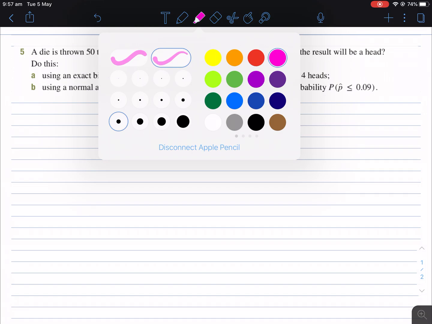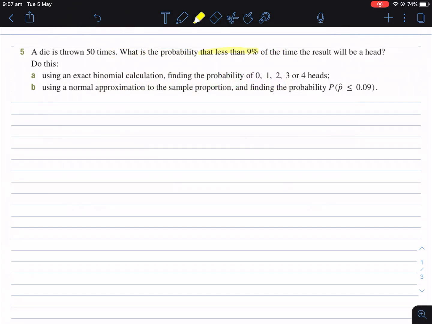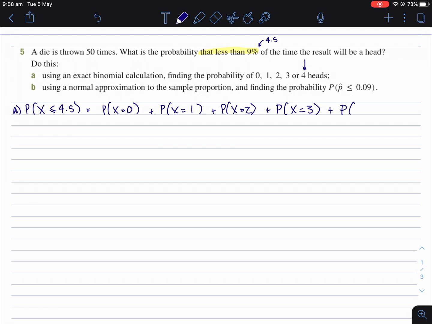In the actual question, they've asked the probability that it's less than 9%. So 9% of 50 is 4.5, so less than 9% is up to 4. That's why they've stopped at 4. So for A, P(X) is less than or equal to 4.5. So P(X=0) plus P(X=1) plus P(X=2) plus P(X=3) plus P(X=4).